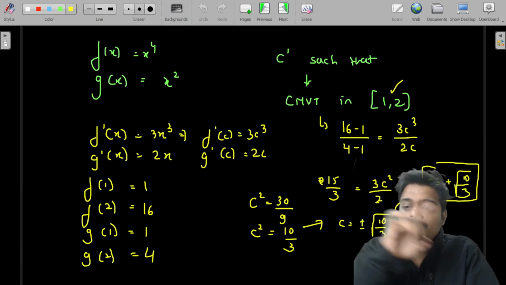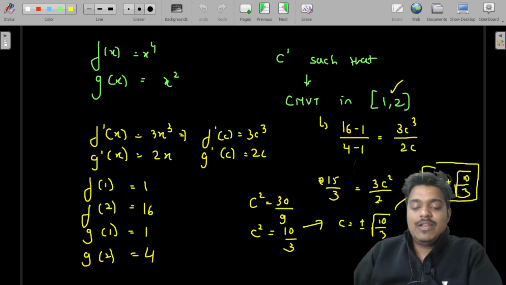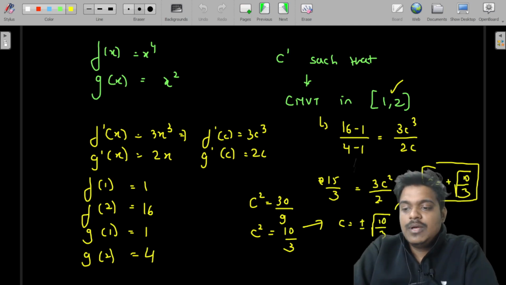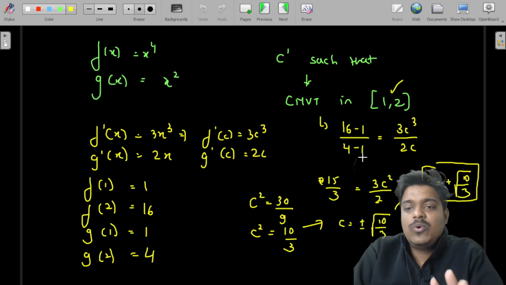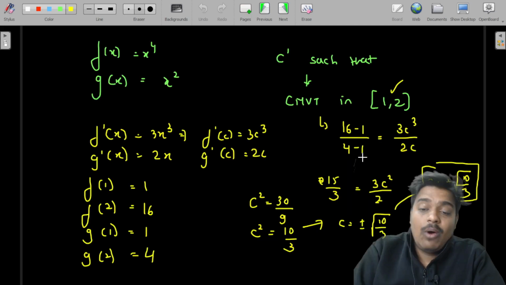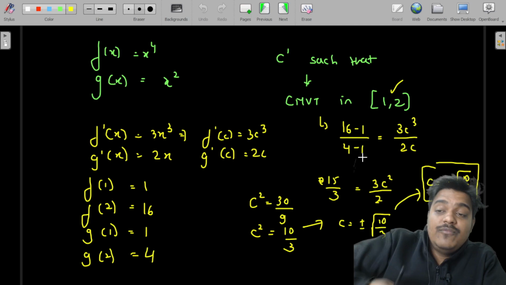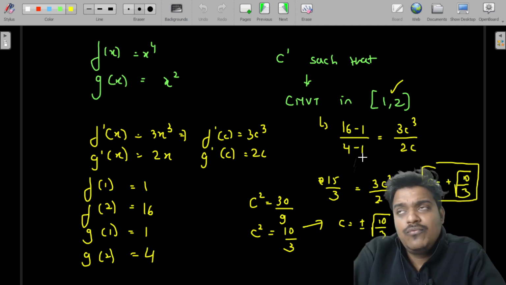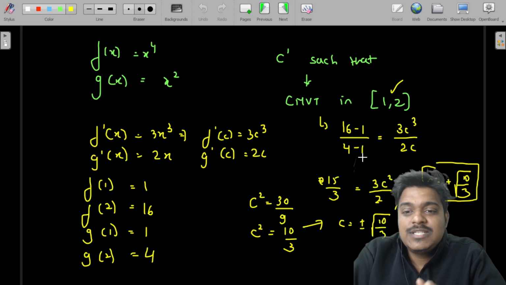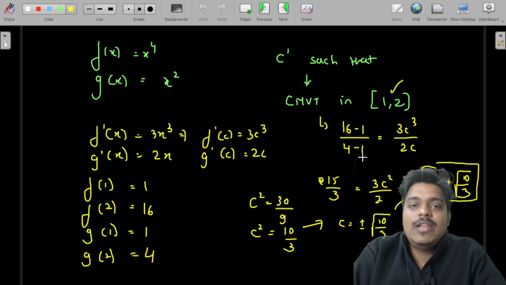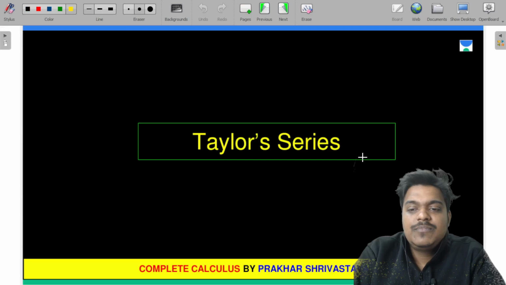Lagrange's mean value theorem is clear to you, and Rolle's mean value theorem is clear to you. This is a very simple and direct thing. I don't think you would have any issue related to Cauchy's mean value theorem. Now, in the next part, we'll move to the Taylor series, which is a very generic form of the mean value theorem. Okay, Taylor series in the next part.